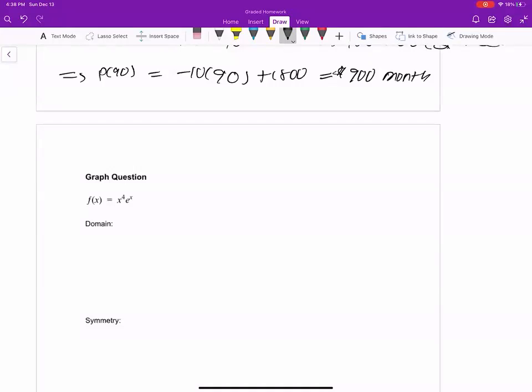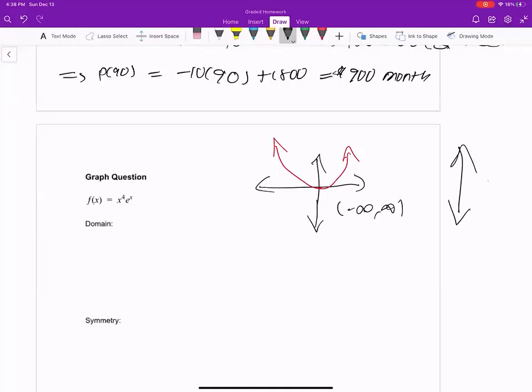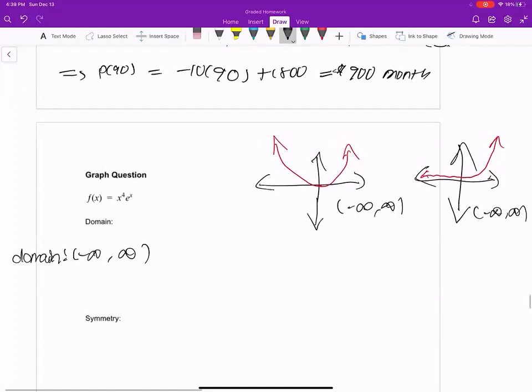Okay, so first of all, let's calculate the domain. Let's look at the graph of each function on its own first. x to the 4, as you know, is just a bigger parabola. Its domain goes from negative infinity to infinity. e to the power of x, on the other hand, has a horizontal asymptote, and its domain is also negative infinity to infinity. So the domain of them together is also negative infinity to infinity. I think that's pretty simple.